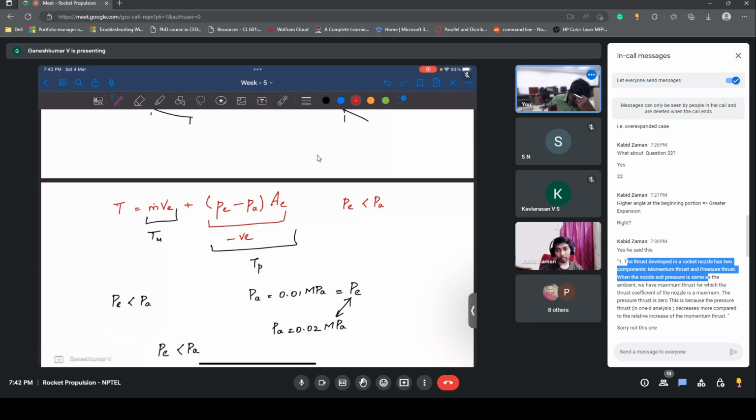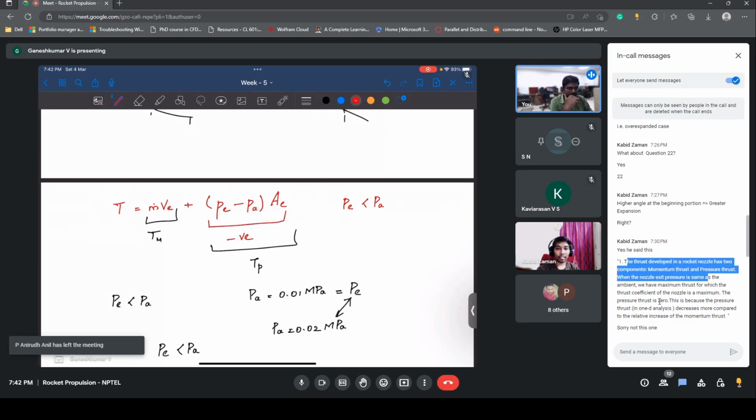This is also confusing. Why should the thrust be greater? Okay, I will think about it. If possible, I will talk to the professor.